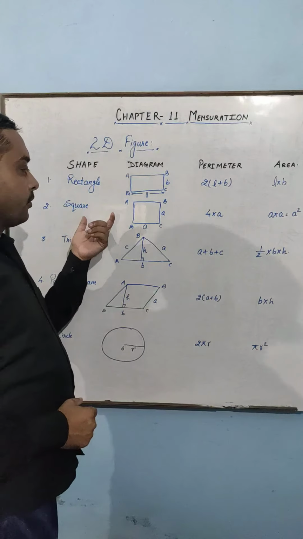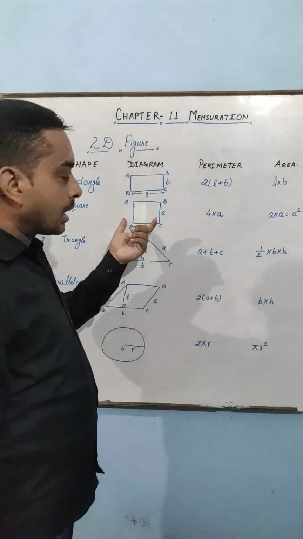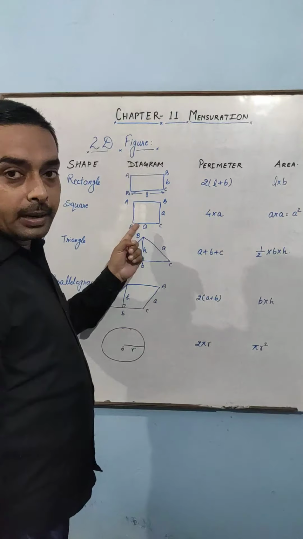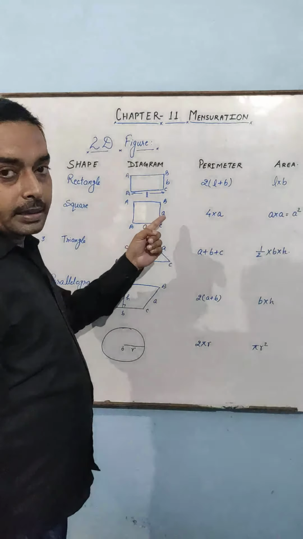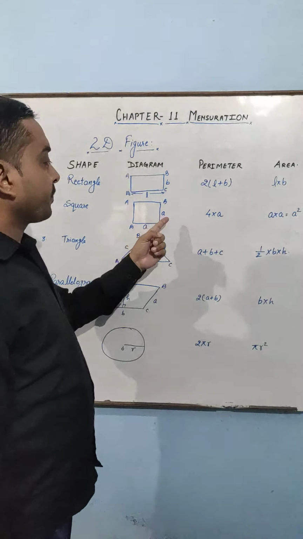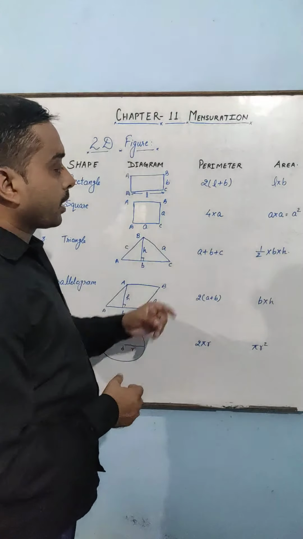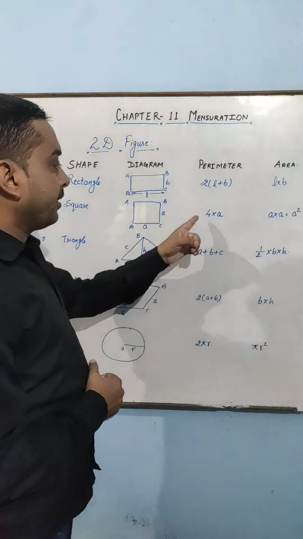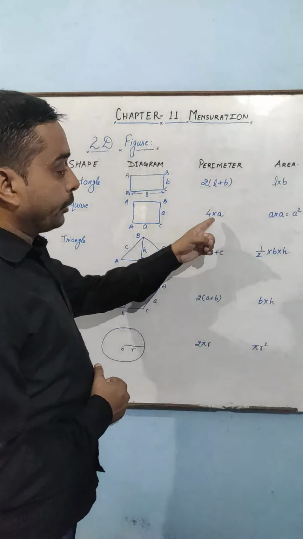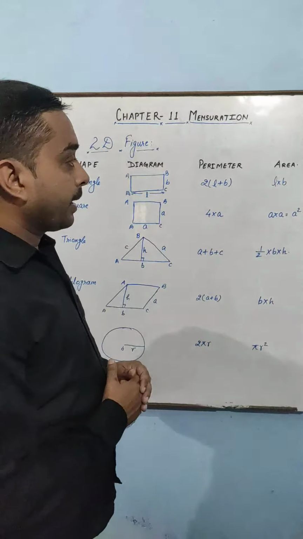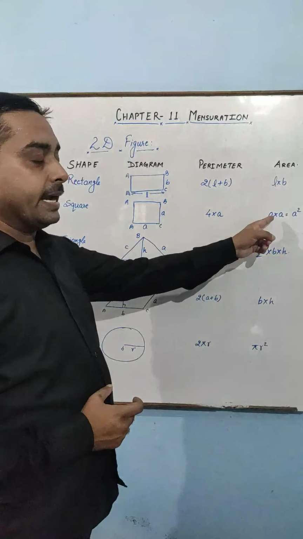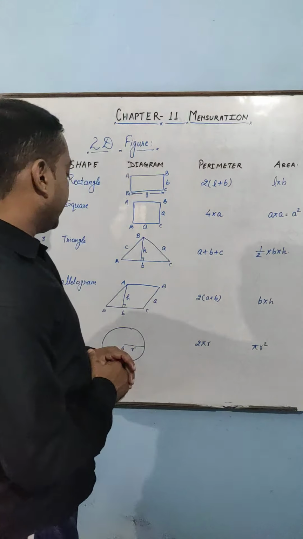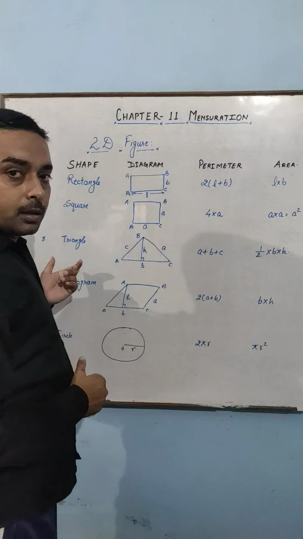After that, square. The square is there. We know that all its sides are equal. Let the side of the square be A. The other side will also be A. Now the perimeter will be 4 into A because it has 4 sides. So the perimeter is 4 into side, and the area will be side into side, means A into A, A square.